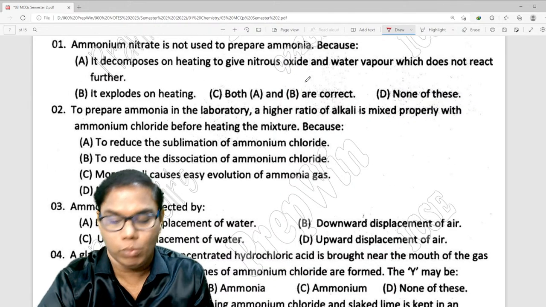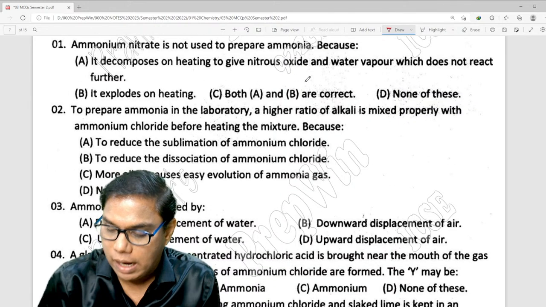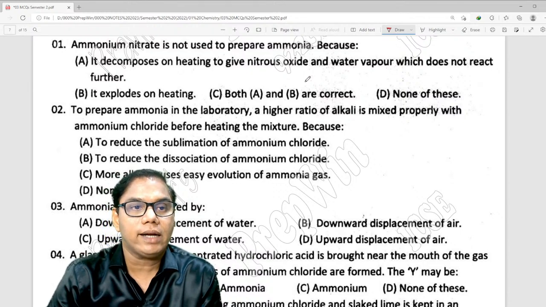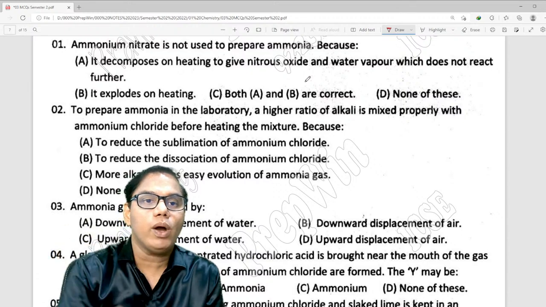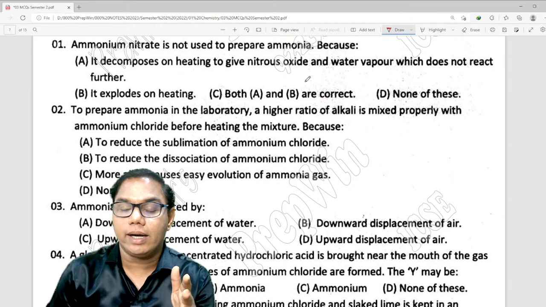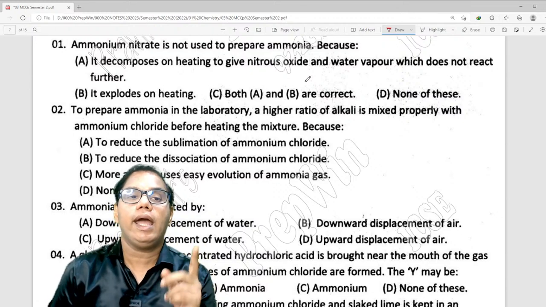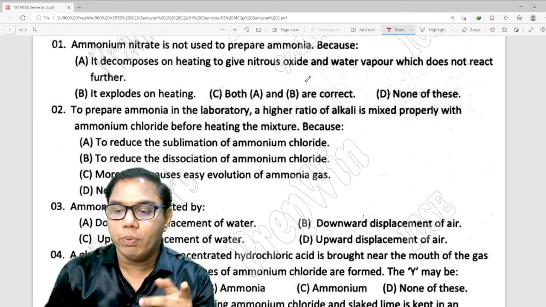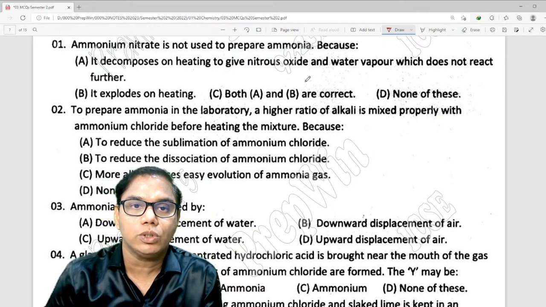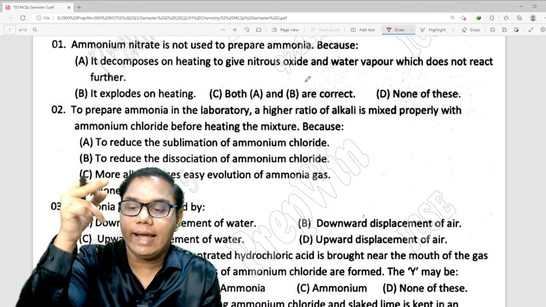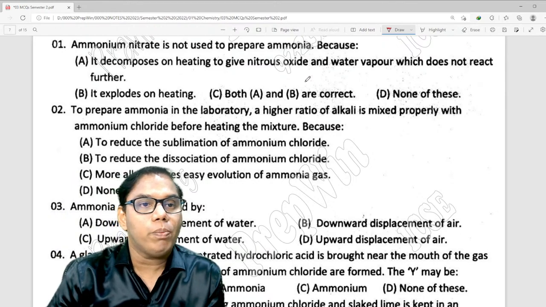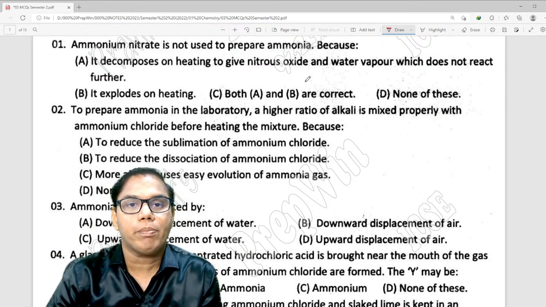Let's come to ammonia. First one, what is the correct answer? Ammonium nitrate, very important. Give reason. I have put this question in my midnight prediction. Ammonium nitrate is not used to prepare ammonia. Maybe this will come in tomorrow's exam.